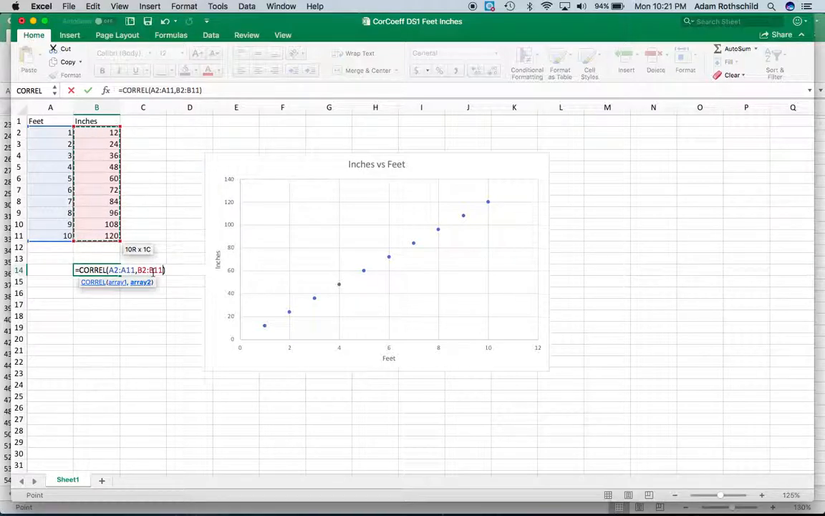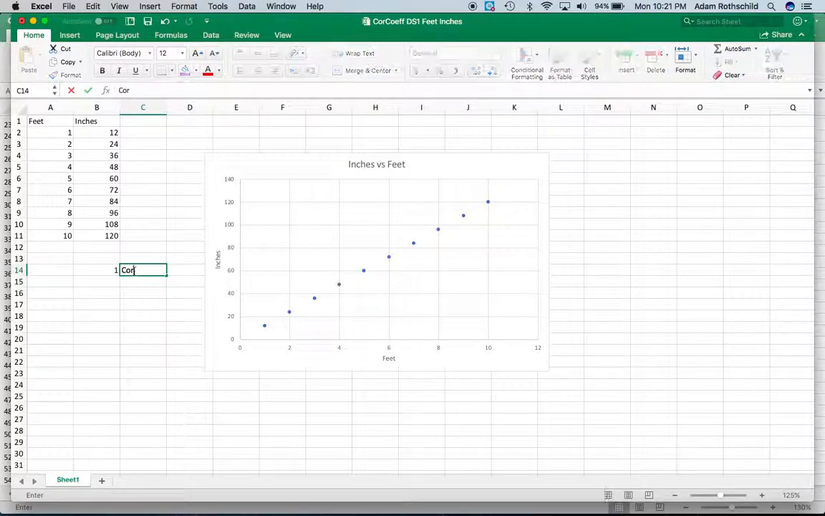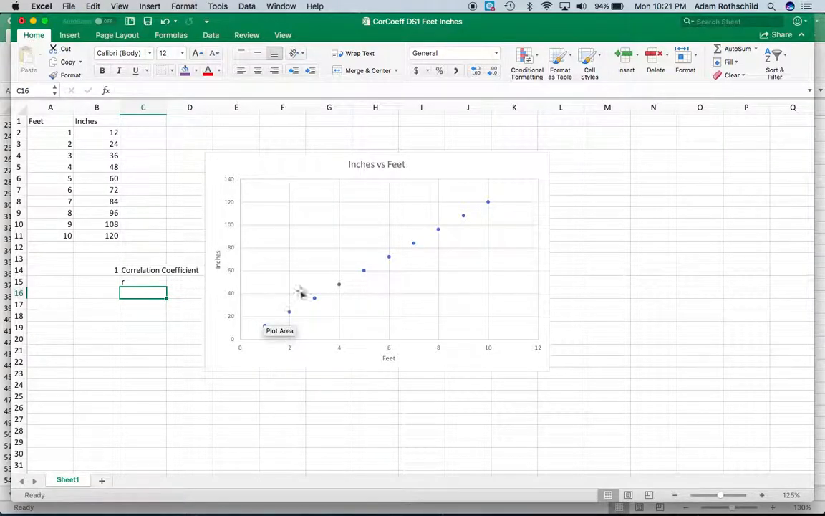I'm going to hit return, and the value it gives me is 1. That 1 signifies a perfect positive correlation. We call this number, whatever it is, the correlation coefficient. And its abbreviation is R, lowercase r. So we would say that in this situation, R is 1, and that 1 represents a perfect positive correlation.